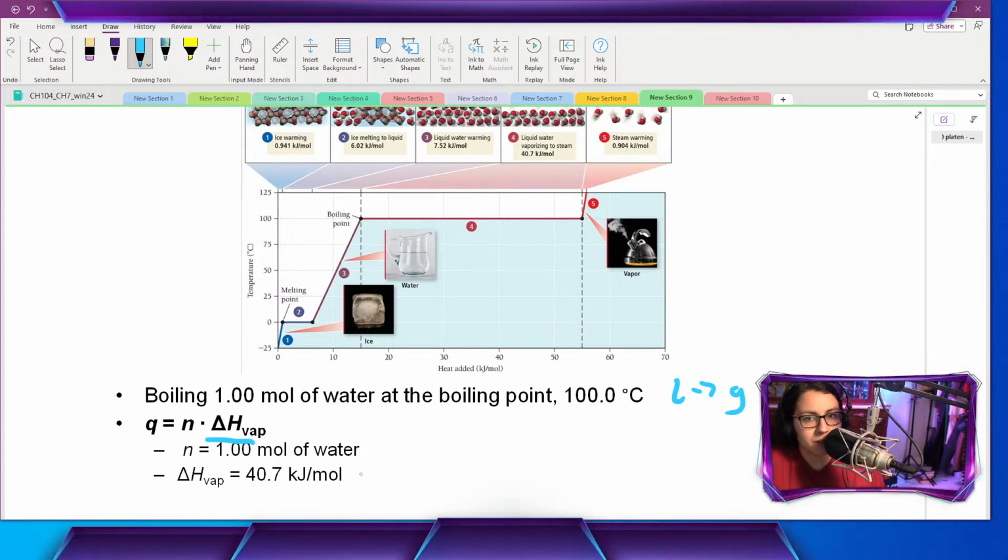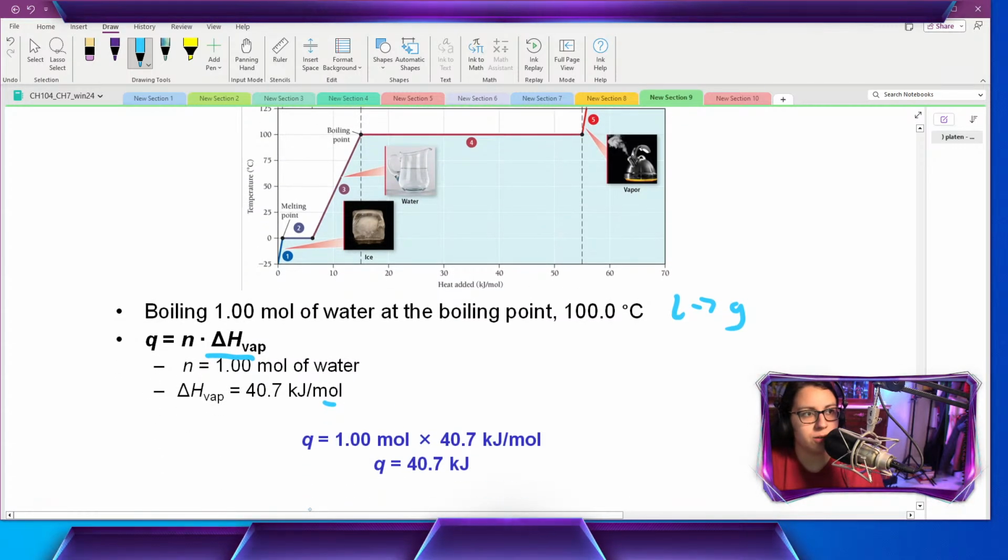And again, look at your units for delta H of vaporization. So 40.7 kilojoules per mole. We just need to multiply it by our molar amount. So that's 1, which gives us 40.7 kilojoules for our state change.